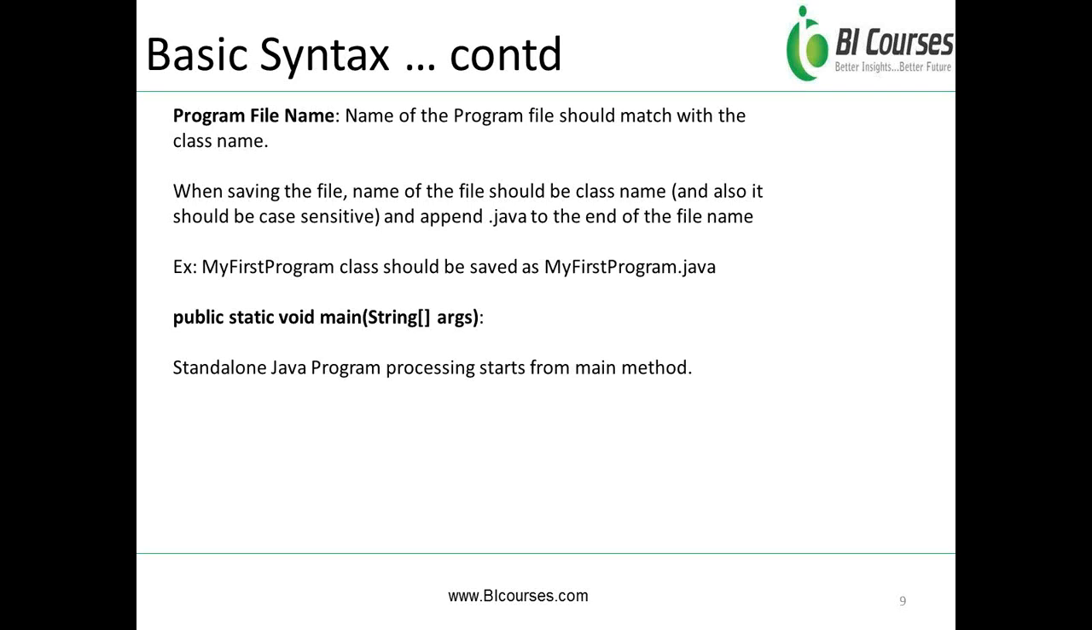And every Java standalone application can contain public static void main. So this is the signature, public static void main. This is the method signature, which has a String array of arguments. So this standalone Java program's processing starts from this main method.